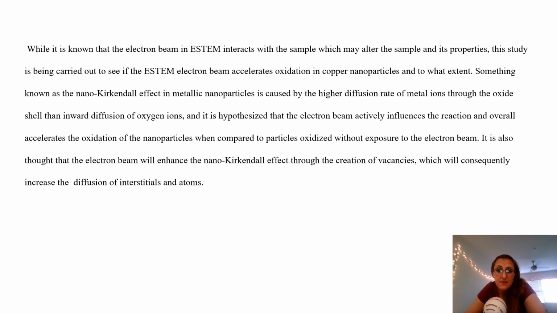and to what extent. Something known as the Nano-Kirkendall effect in metallic nanoparticles is caused by the higher diffusion rate of metal ions through the oxide shell than the inward diffusion of oxygen ions, and it is hypothesized that the electron beam actively influences the reaction and overall accelerates the oxidation of the nanoparticles when compared to particles oxidized without exposure to the electron beam. It is also thought that the electron beam will enhance the Nano-Kirkendall effect through the creation of vacancies, which will consequently increase the diffusion of interstitials in atoms.